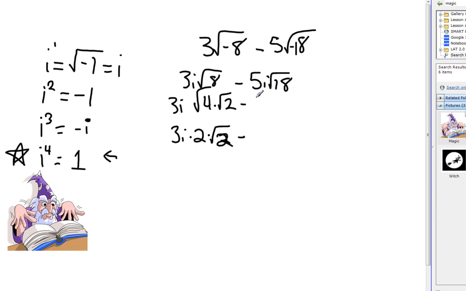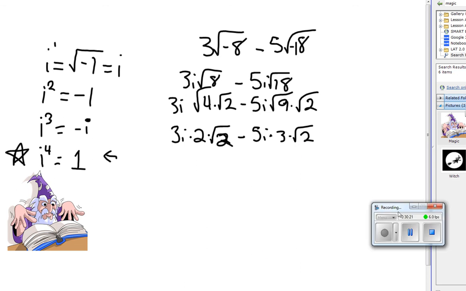Square root of 9 times square root of 2. So we get 5i, square root of 9 is 3, times negative 2. Alright, so we say 3 times 2, 6i, times square root of 2, minus this side, 5i times 3 is 15i, times square root of 2.